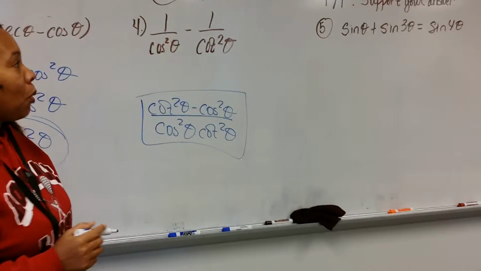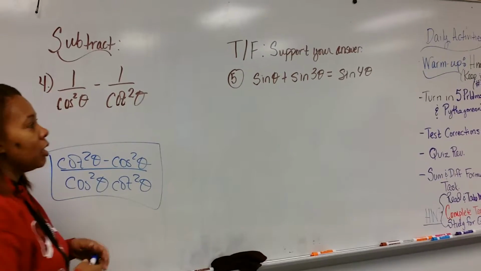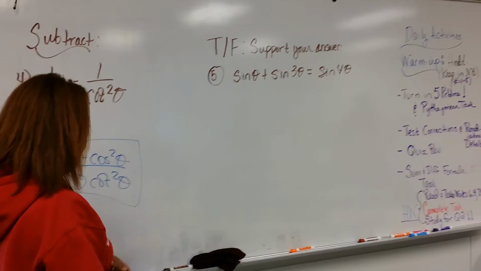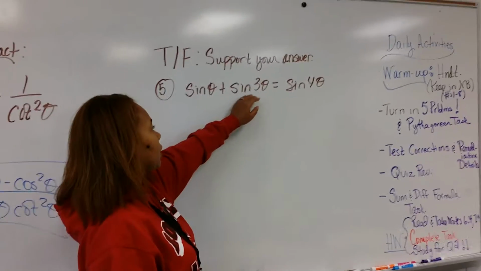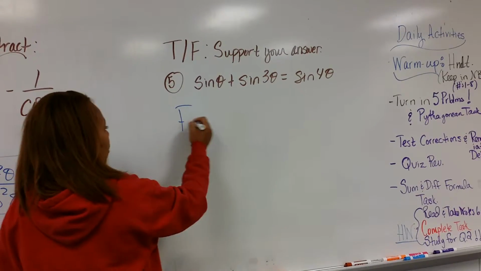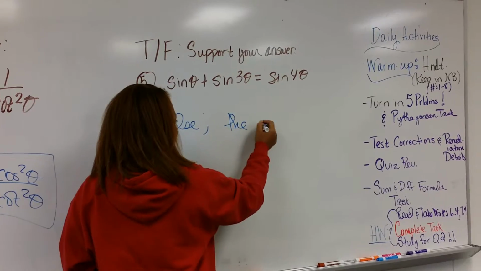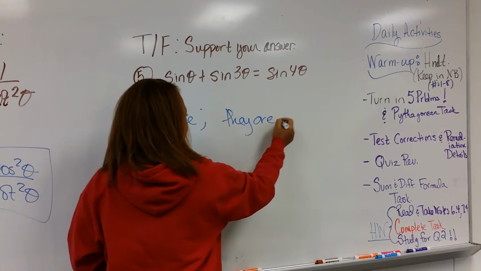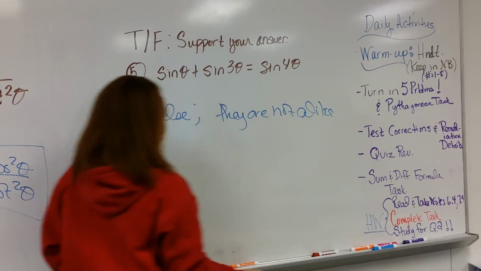And then the final problem is a true or false question. Remember, with true or false, you always have to support your answer whether you say true or false. And in this case, it's asking, is the sine of theta plus the sine of 3 theta equal to the sine of 4 theta? And we say that is false. And the reason is that they are not alike. They are not alike, meaning they're not like terms.